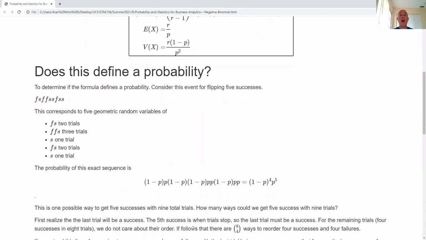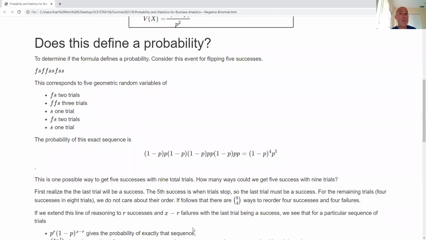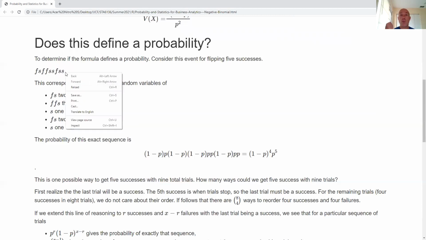So something we need to ask ourselves: does this define a probability distribution? Yes or no? Now, I'm not going to actually do a formal proof of this. I'm just going to give you an argument that hopefully convinces you that yes, this will define a proper probability. Let's consider this particular sequence of flips. Here, we're flipping a coin until we have 5 heads. Every time I have heads, I put S for success. Every time I have tails, I put F for failure.